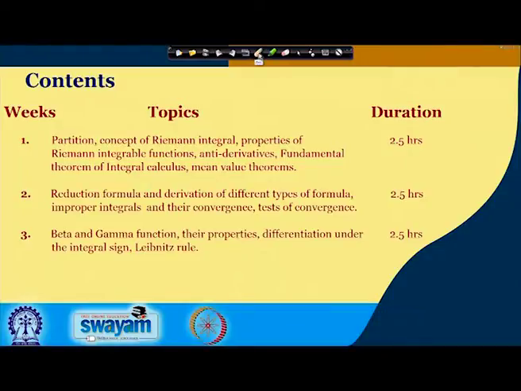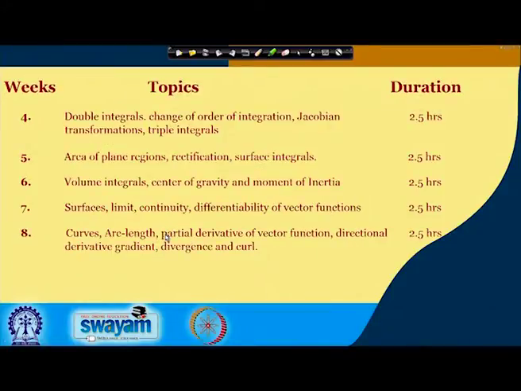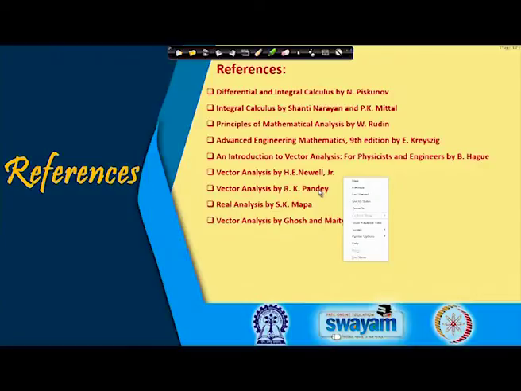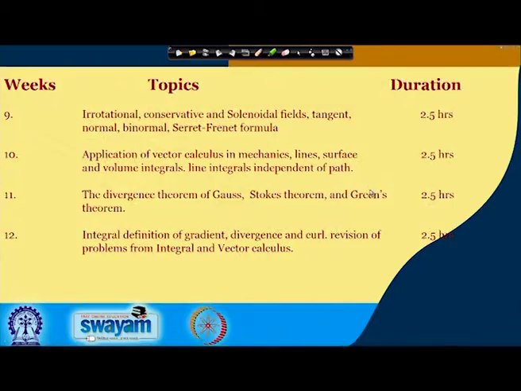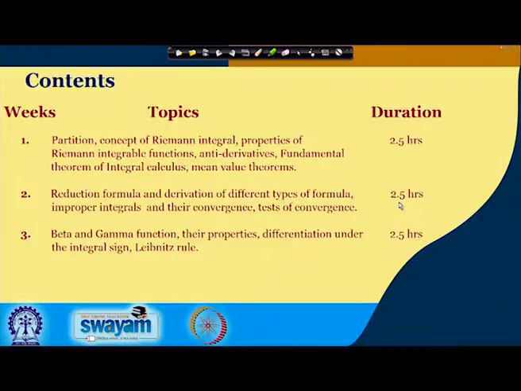So, we will look into beta and gamma functions today, and we will look into their properties, the convergence, and some other results related to beta and gamma functions. So, let us start with the definition of gamma function.